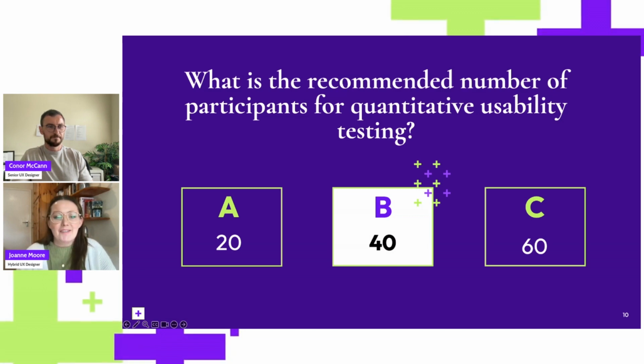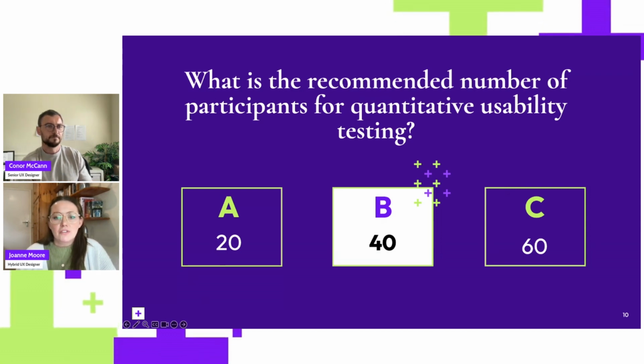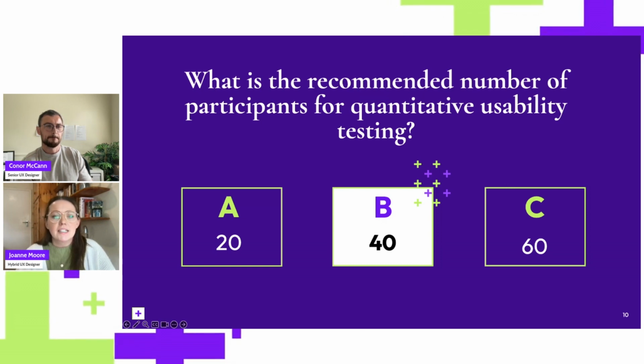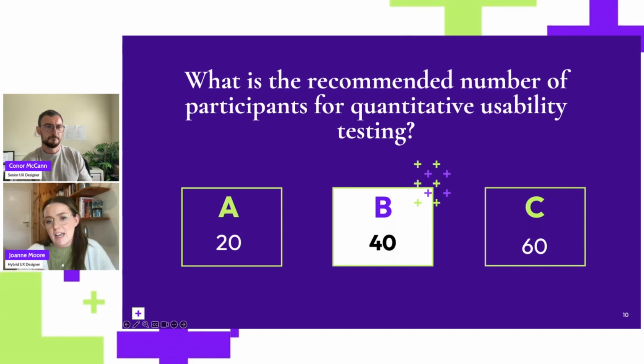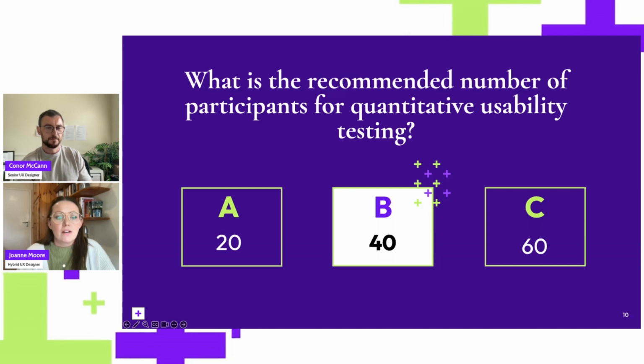Forty participants. The Nielsen Norman Group recommends that you have 40 participants for any quantitative usability test. If you use too few participants, the results may not be statistically reliable. And if you use too many, your results may not differ, so you're spending budget when it could be used elsewhere. So next we'll go on to qualitative user testing.